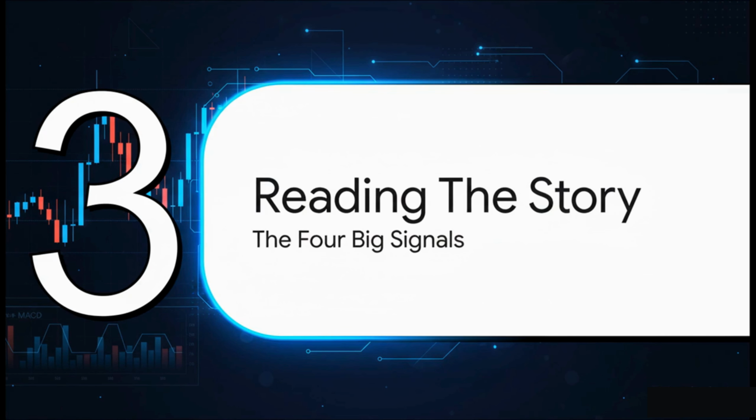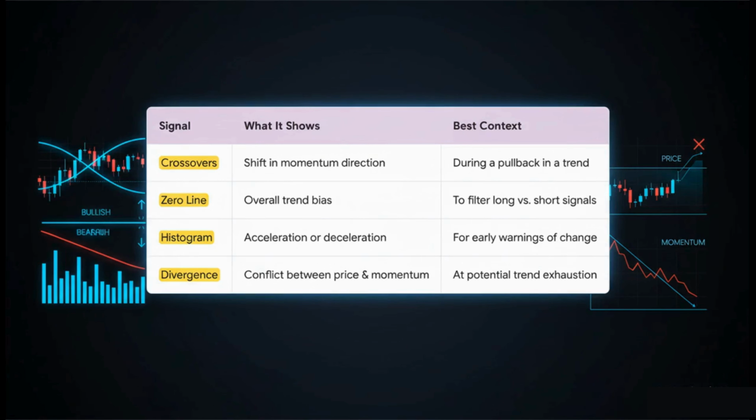Okay, so we've got the components down. Now let's see how they work together to create the four major signals that actually tell us the market story. This is where we turn all that data into actual decisions. So we're watching for four key things. First, crossovers, which show a shift in momentum. They work best during pullbacks in a clear trend.